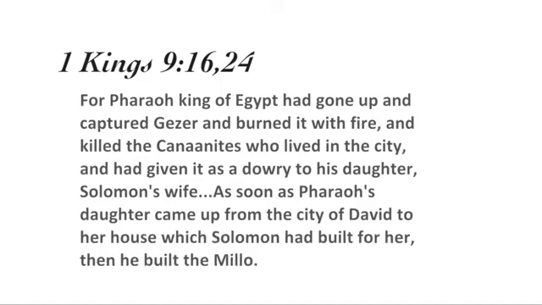For Pharaoh, king of Egypt, had gone up and captured Gezer and burnt it with fire and killed the Canaanites who lived in the city, and had given it as a dowry to his daughter, Solomon's wife. As soon as Pharaoh's daughter came up from the city of David to her house which Solomon had built for her, then he built the Millo.